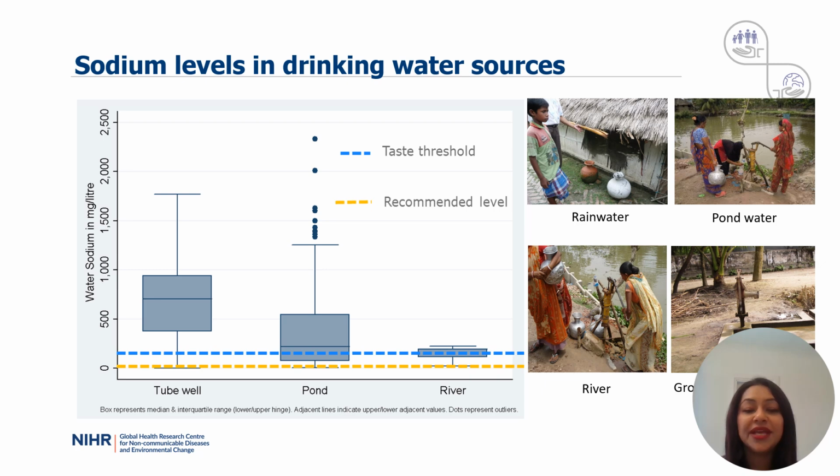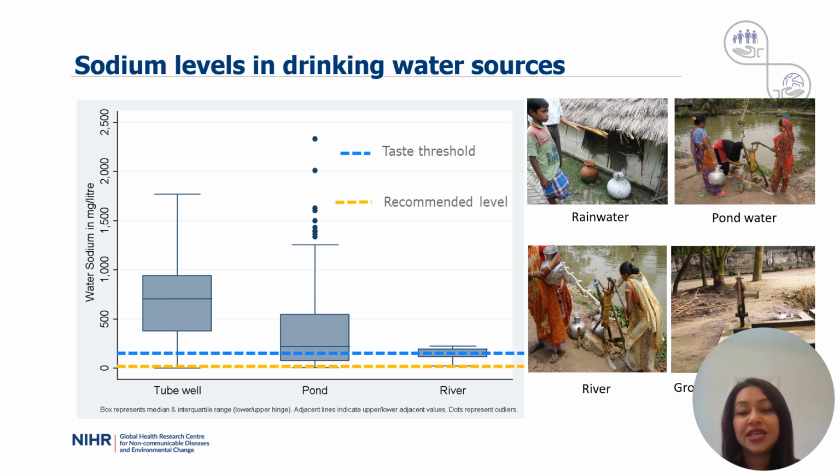In this population, the main sources of drinking water include rainwater, pond water, which is sometimes filtered, river water, and groundwater, which is obtained from tube wells. In the figure, you can see that the yellow line is the recommended level, while the blue line is the taste threshold. We found that salinity levels in all the villages in the study area were consistently high in all the water sources except in rainwater.